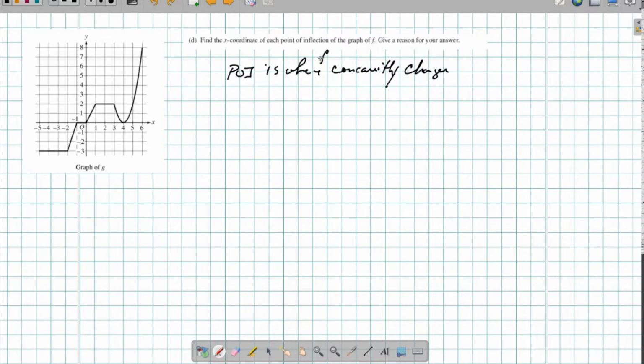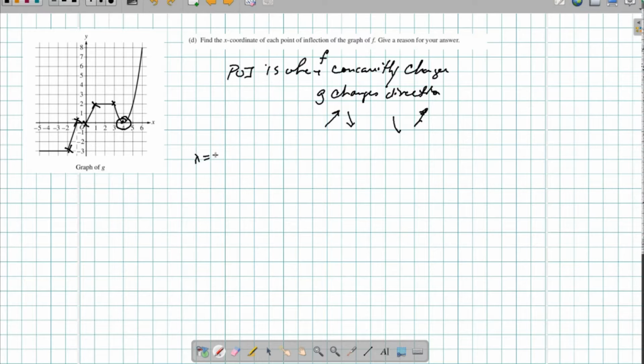So I want to know where f's concavity changes. That means I want to know where g changes direction, either from increasing to decreasing or from decreasing to increasing. And I'm looking at this and I'm going from constant to increasing, so this is not going to be a point of inflection. Increasing to constant, so that's not going to be a point of inflection. Constant to increasing, no. Increasing to constant, no. Constant to decreasing, no. Decreasing to increasing, this is the only place where g actually changes direction.